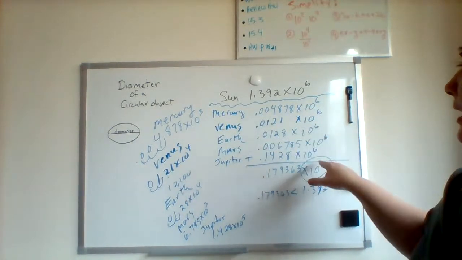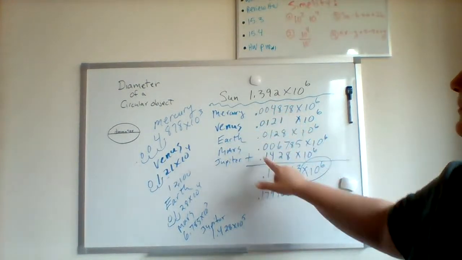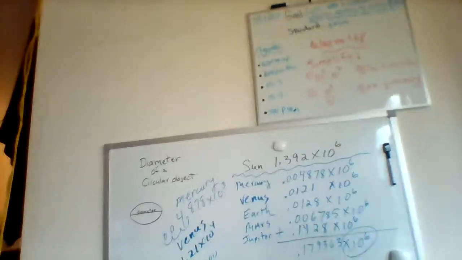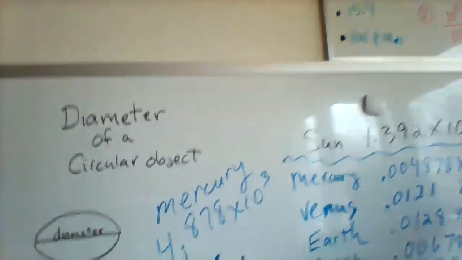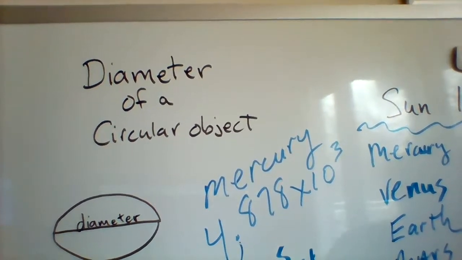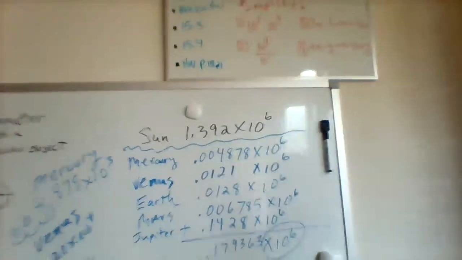Don't do any of the times 10 to the 6th power. Leave that alone and just add up those parts. So diameter means, right there, from point to point on a circle when it passes through the center. That's a diameter.